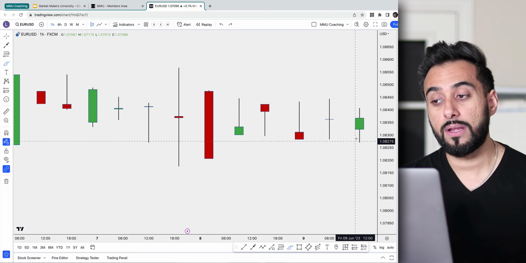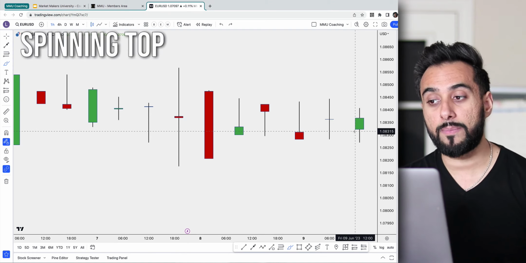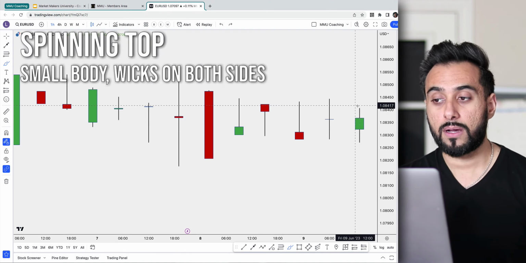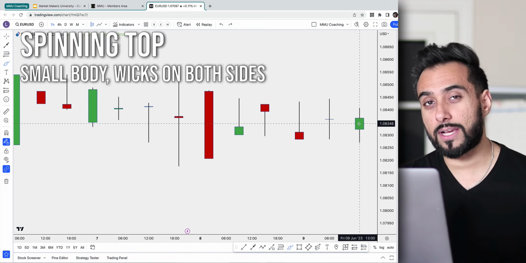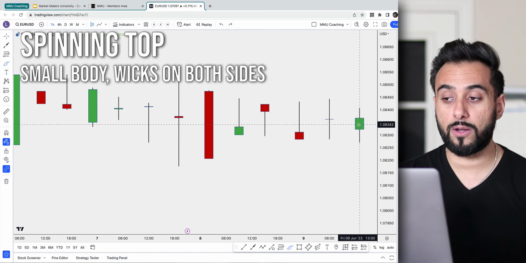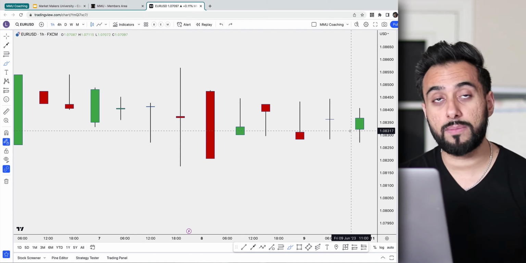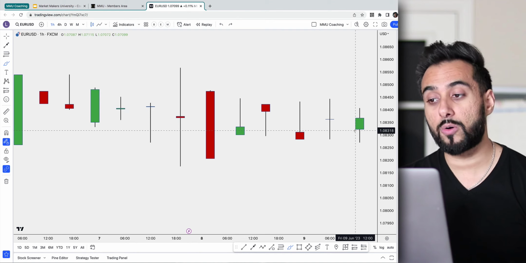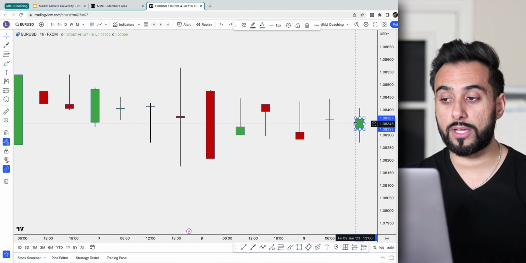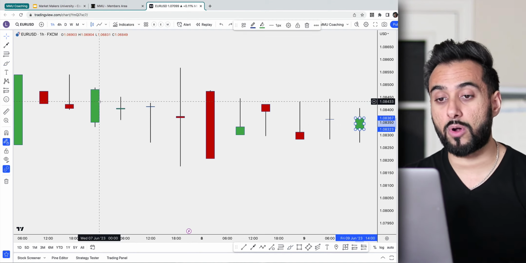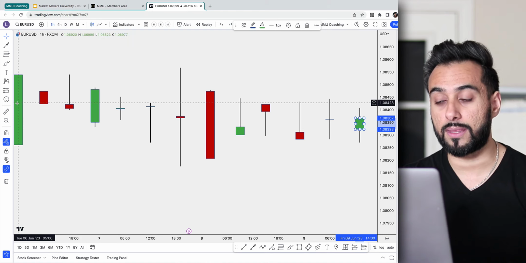This next candle right here, this is what we call a spinning top. You see a small body, small wicks on both sides. Think of it like a small little spinning top. It could be red or green. In fact, all these candles can be red or green. In this case, this candle is a little bit bullish, but it's not too strong. It's not as strong as something like this or like this.